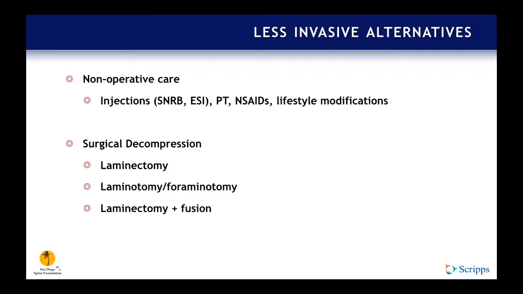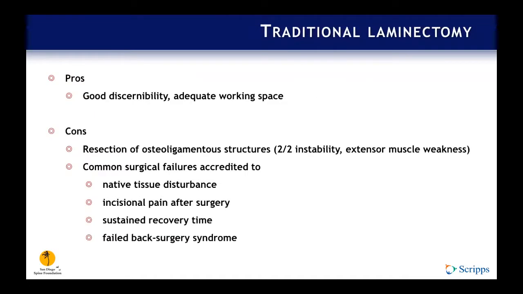And when you go to surgical decompression, it's important to note that there are different techniques we can implement to take care of these patients. So, traditional laminectomy, in the traditional sense of taking off everything: the supraspinous ligament, the majority of the lamina. One of the pros is that there's good discernibility. You're removing a lot of the lamina, so there's a fair amount of space you can work with.